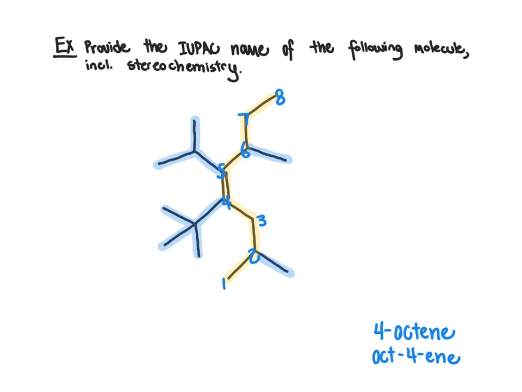So we'll go ahead and do that, putting them in alphabetical order. So based on alphabetical order, thinking about isopropyl, tert-butyl, and methyl, I'm going to go ahead and plug this in as 5-isopropyl, 2,6-dimethyl, because we have 2 methyl groups in there, 4-tert-butyl, 4-octene.